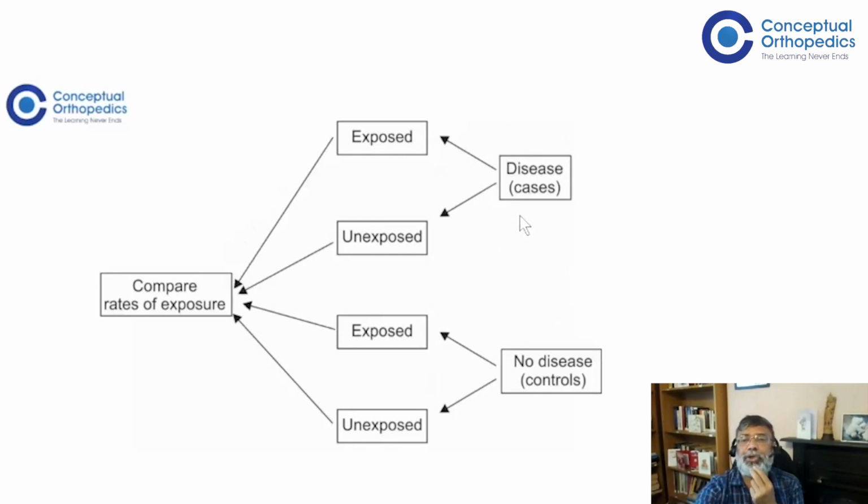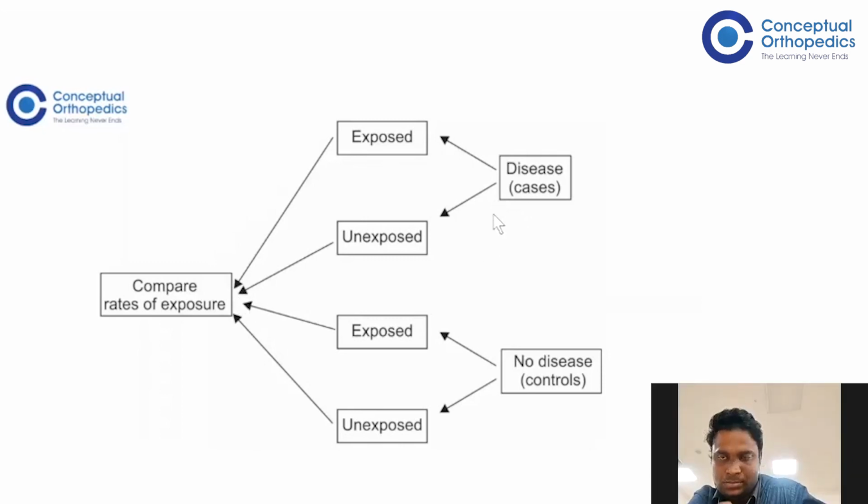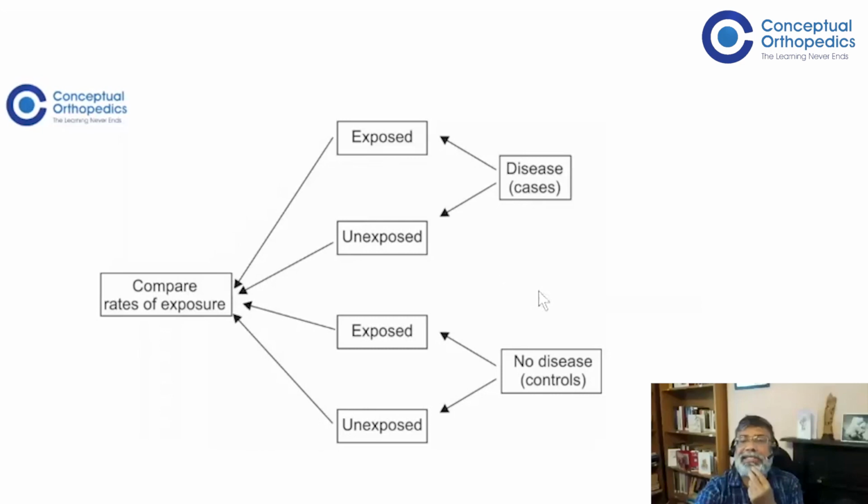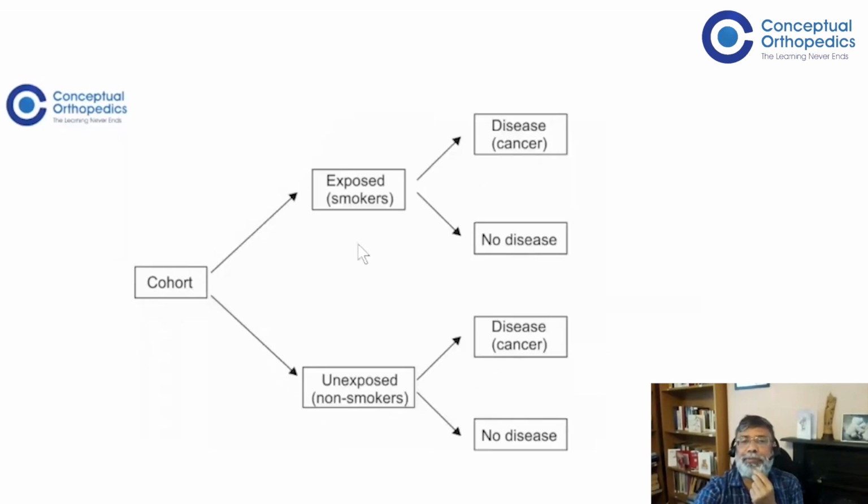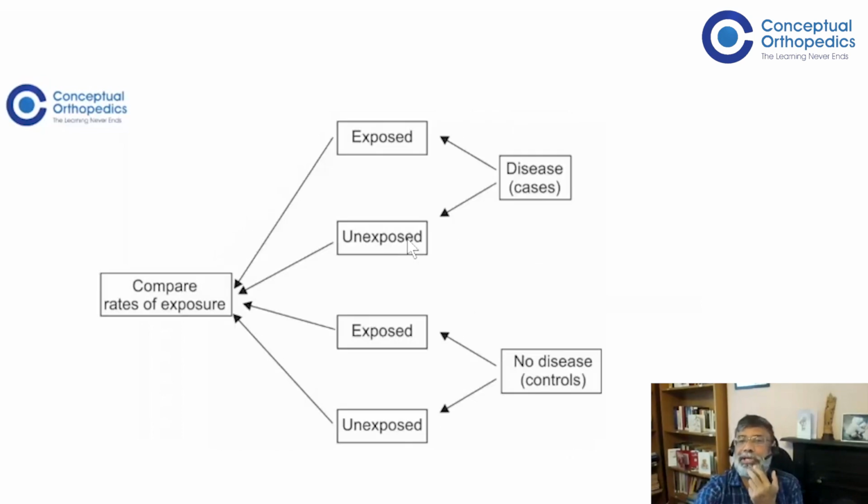What you do in a case control, you start with the disease and go backward. So you have people with lung cancer and no lung cancer, and then you go back to see how many of them were smokers and non-smokers, and then you compare the rates. Have you understood the two studies? Yes sir. But this study is poorer evidence compared to this, where you're going prospective. So this will be level 2 and this will be level 3.